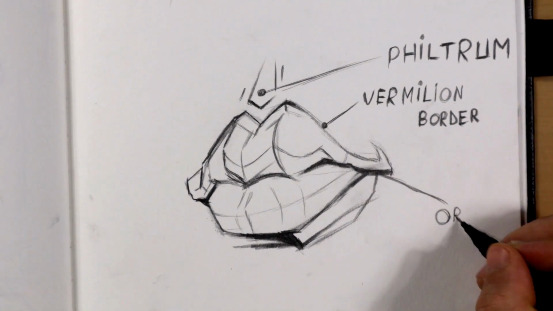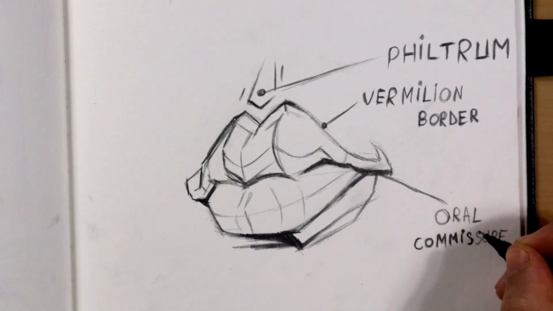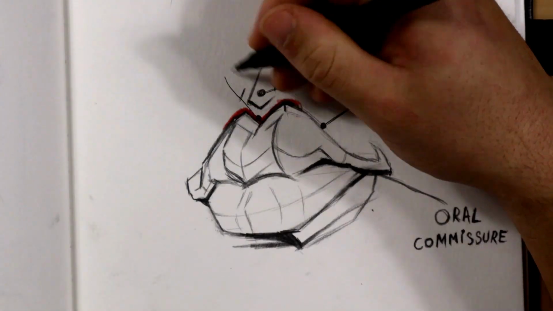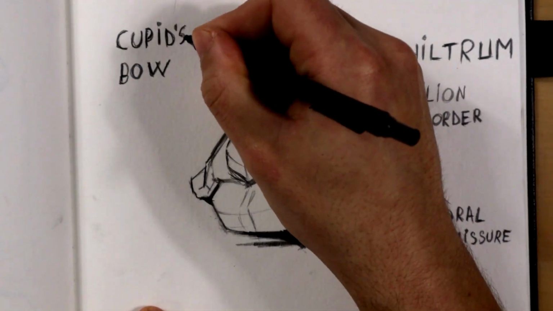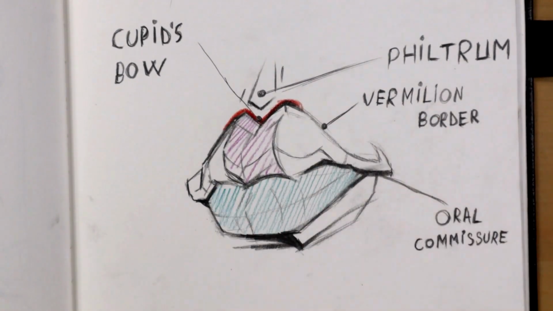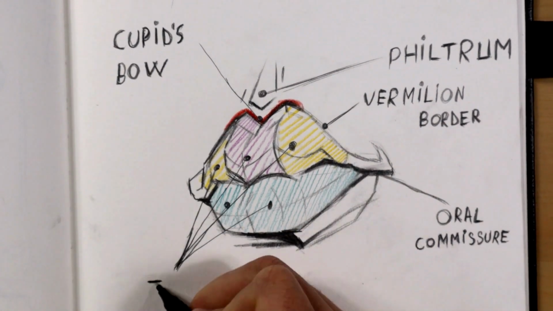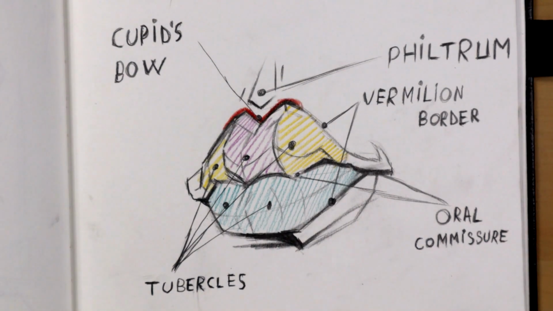The oral commissure refers to the point where the upper and lower lips meet, which appears very dark due to the absence of light in this crevice. Cupid's bow, on the other hand, is the area that connects to the philtrum and is shaped like a bow. Lastly, the tubercles are the more convex, pronounced regions of the lips that contribute to their overall shape and structure.